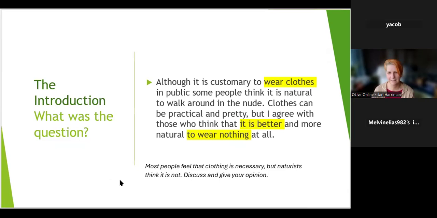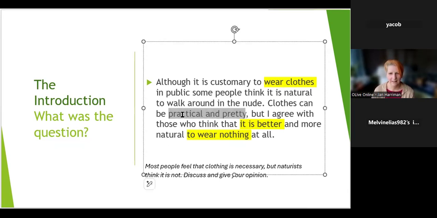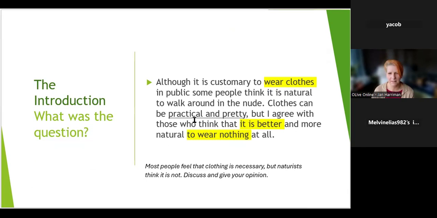What reasons? Okay, the reasons for wearing clothes. They've already told us what we're going to be talking about. So we're looking at how did they do this? From this question: is clothing necessary? Basically, discuss both sides and give your opinion.